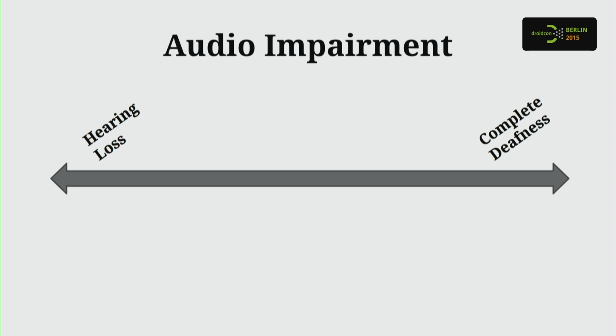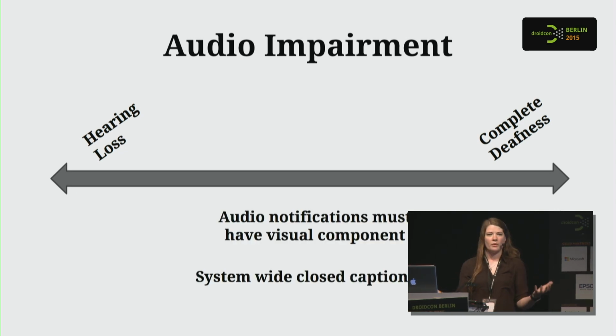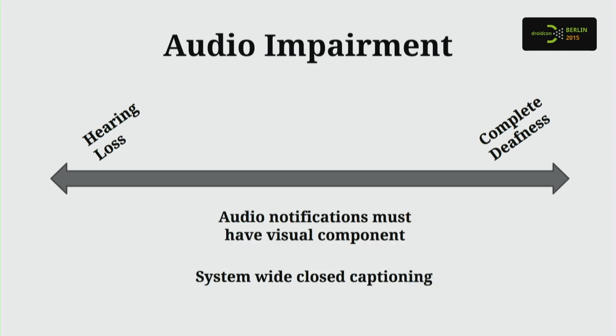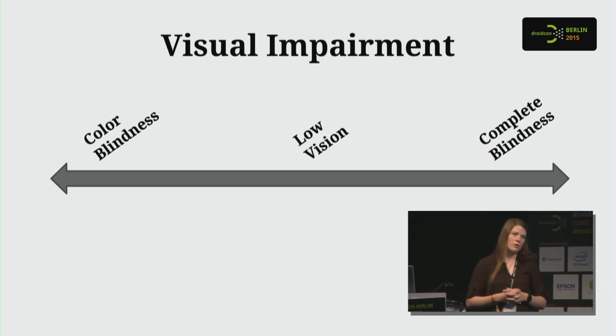Audio impairment is also on a spectrum from some hearing loss to complete deafness. And remember, all of your audio notifications must also have a visual component. And users can also enable system-wide closed captioning on their Android device. Visual impairment is the most difficult one to design for, and that's what my talk is going to focus on today.